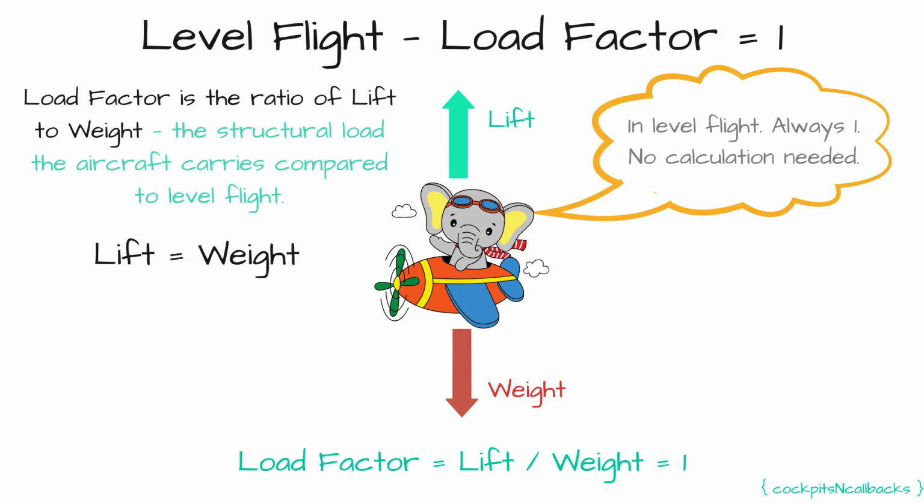Look at the definition on screen. Load factor is the ratio of lift to weight, the structural load the aircraft carries compared to level flight. Load factor equals lift divided by weight. In level flight, lift equals weight, so load factor equals 1. That is 1g. The same feeling from the previous slide. Normal, nothing unusual. First rule: any question that says straight and level flight and asks for load factor, the answer is always 1. No calculation, always.